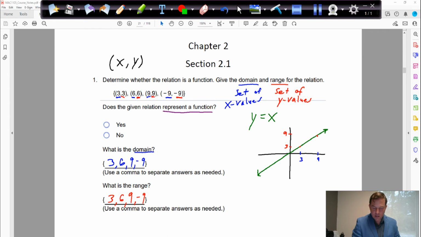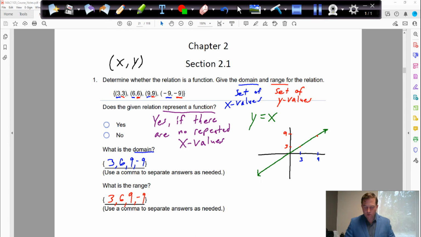For now, I'm just going to say this. So imagine I don't have that picture drawn there. Okay, so let's imagine we don't know what this thing looks like. Does it represent a function? It will be yes if there are no repeated x values.